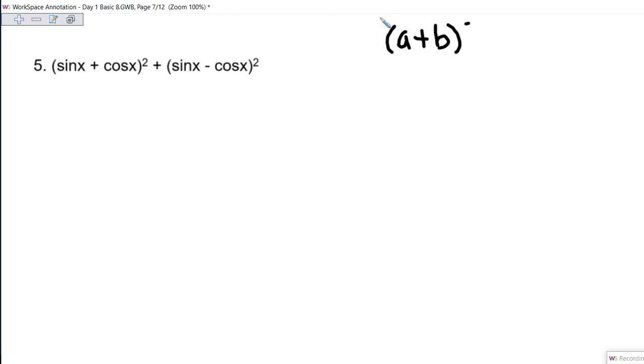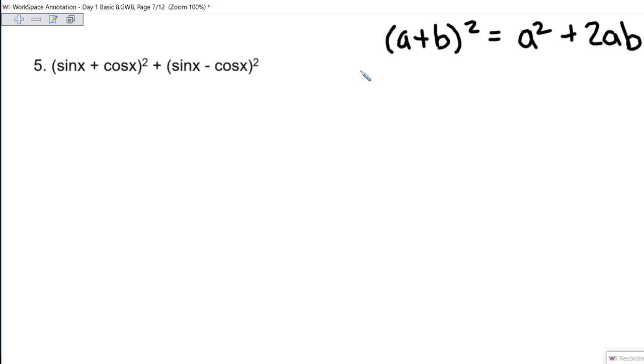If I have a binomial that is squared, you're going to have 3 terms for your answer. To get the first term, take the first term and square it. So if I take a and square it, that gives me a squared. To get the middle term, multiply these and double it. So what's a times b? ab, and when I double it, that gives me 2ab. This is always the term people forget. Then to get your final term, take the last term and square it. So b, when you square it, gives you b squared.